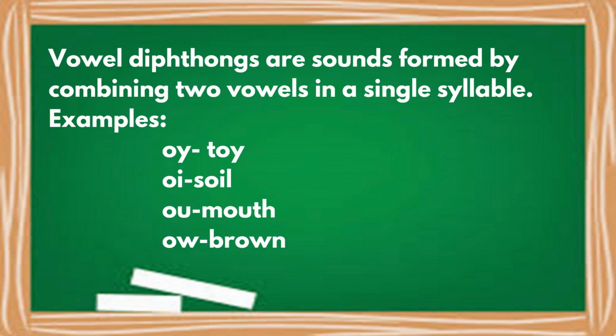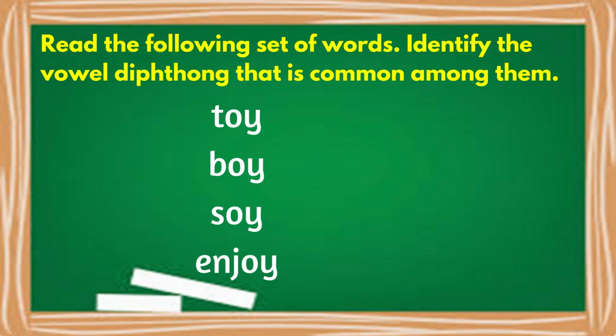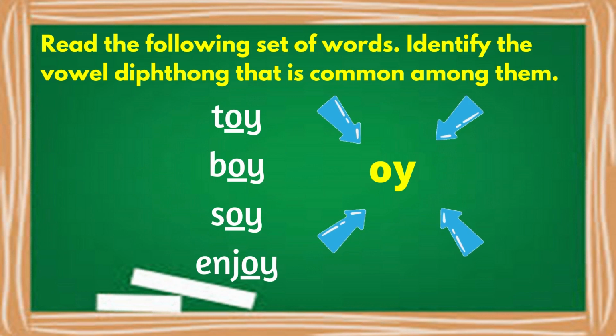Okay, let me check if you still remember this. Read the following set of words. Identify the vowel diphthong that is common among them. You have to read it carefully with your eyes, or you can read it loudly. And then tell me what is the common vowel diphthong among the words. Toy, boy, soy, and joy. What do you think is the common vowel diphthong? Great! The vowel diphthong that is common among them is oi. Correct. Next.